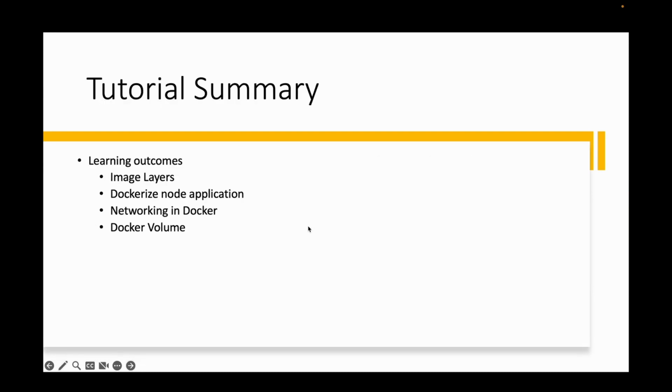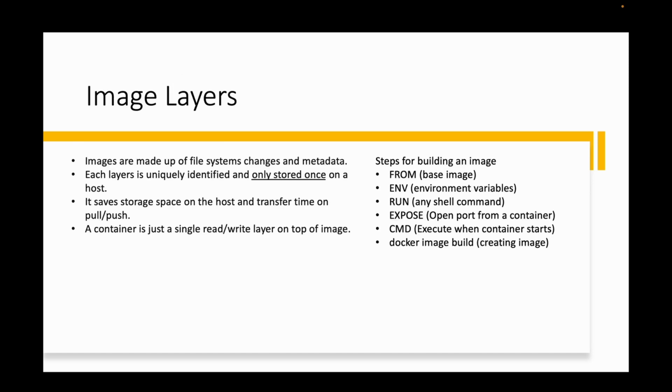So that was the part of lab 1. Now we'll start lab 2. So first thing is image layers. So what are image layers? Any instruction which we write in the Dockerfile is a layer. So when I write FROM base image, environment variable, RUN some command, EXPOSE some port and CMD, each line is a layer in the Dockerfile, like a Docker image.